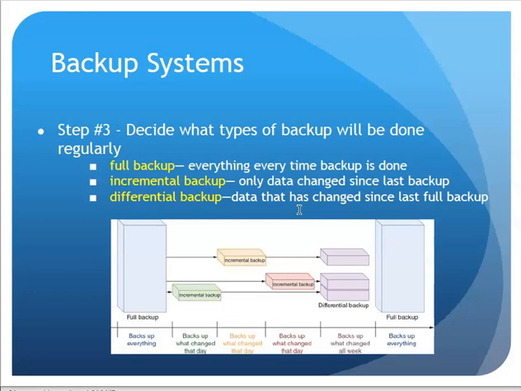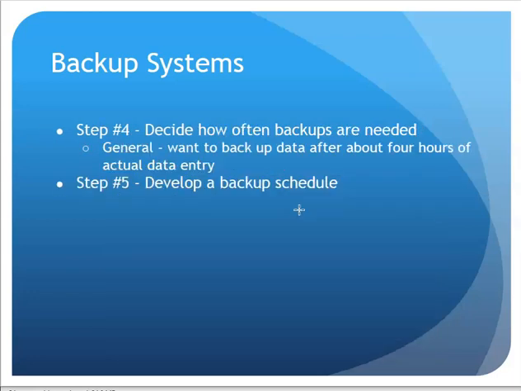Step 3, decide what types of backup will be done regularly. Full, incremental, or differential, and maybe a rotation for them, because each one might be low load on the network, but only partial, and then the full can catch up, but as a high load, maybe at an off-peak time. So think about a plan on when and what type is going to get done for your facility. Decide how often backups are needed. You want to back up maybe daily, maybe partway through the day, or every evening, that sort of thing, depending on how much data is being entered or put into the system.